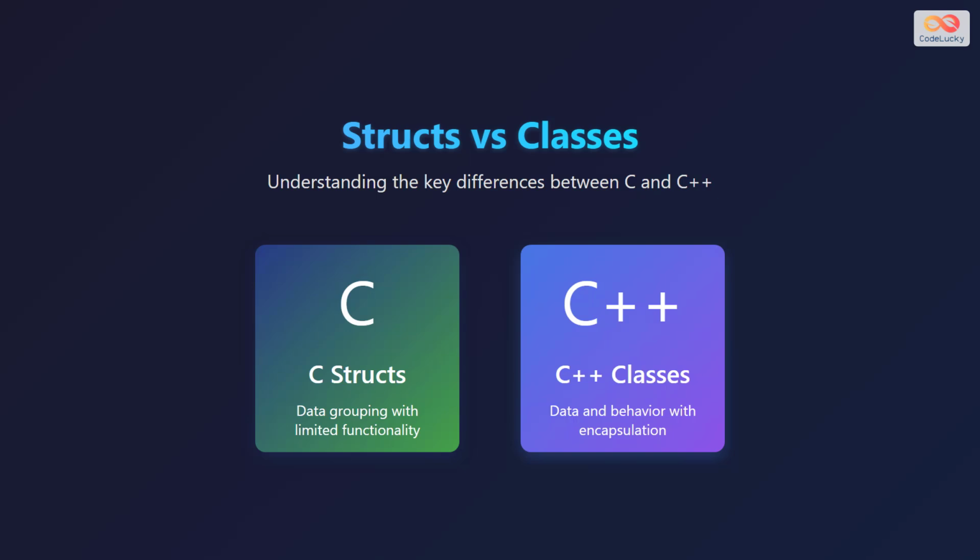In this video, let's explore the key differences between structs in the C programming language and classes in C++. C structs offer a way to group data with limited functionality, while C++ classes provide a structure for data and behavior with encapsulation. Let's dive in and understand when to use each one effectively.